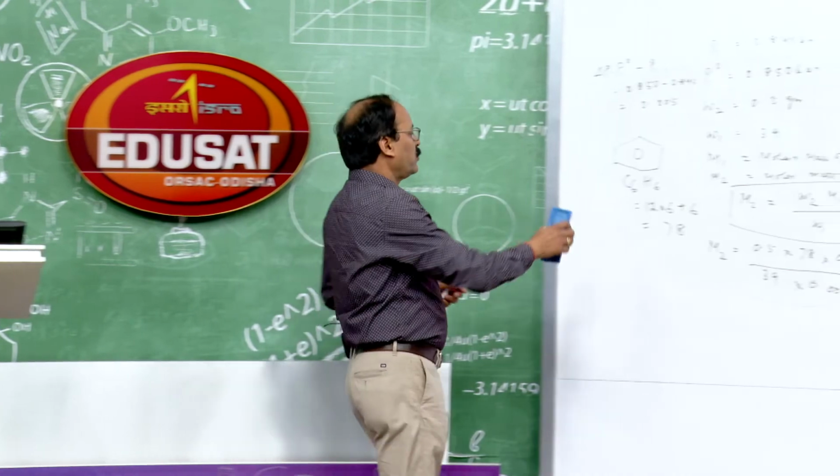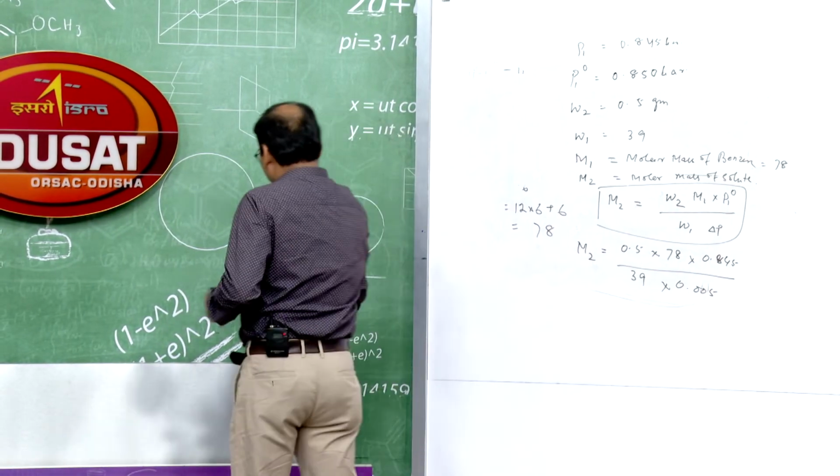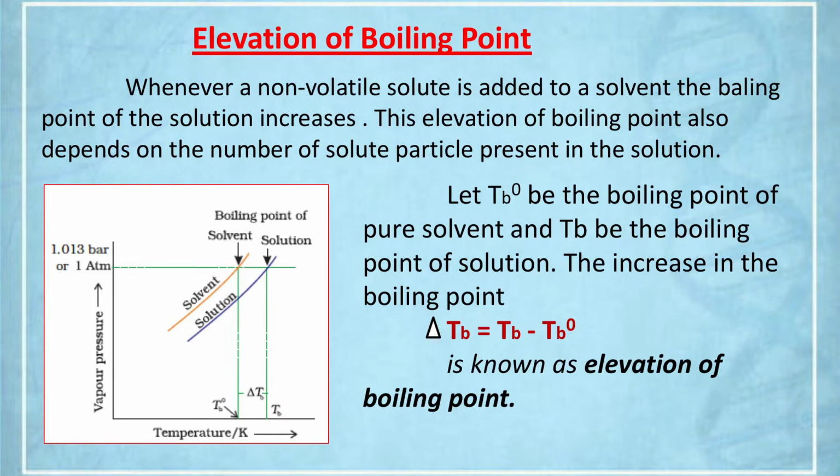Elevation in boiling point. Whenever a non-volatile solute is added to a solvent, what happens? According to Raoult's law, the vapor pressure of the solution decreases. We know the definition of the boiling point: the temperature at which vapor pressure becomes equal to atmospheric pressure. When vapor pressure becomes equal to atmospheric pressure, the boiling starts. As the vapor pressure decreases with the addition of a non-volatile solute, more heat is required to boil the solution. So, the boiling point increases.